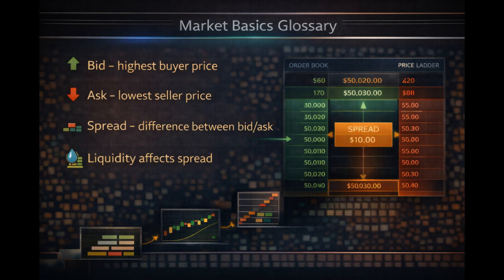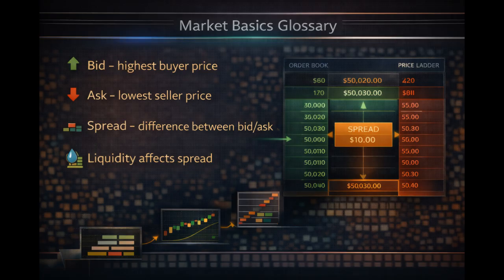Bid price. The bid price is the highest price that a buyer is currently willing to pay for a financial asset in the market. In every market transaction, buyers place bids to purchase assets at specific prices. The bid price represents the demand side of the market. For example, if traders are willing to buy Bitcoin at $70,000, that becomes the highest bid price. If another buyer offers $70,010, the bid price moves higher. Understanding bid prices is important because they represent the immediate price at which a trader can sell an asset.